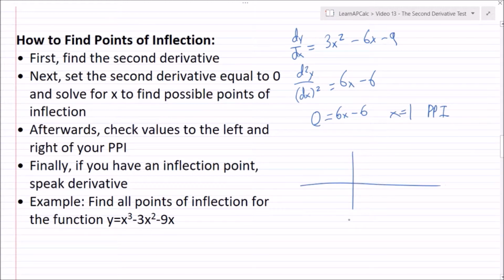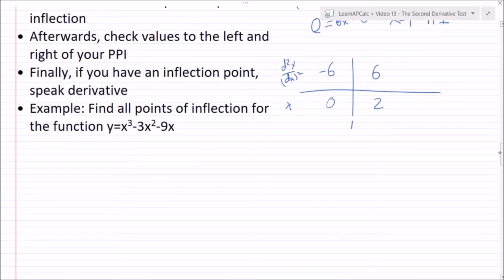So to tell if that's actually an inflection point, we have x equals 1 here, and I need to choose something less than 1, so I'll just choose 0, and here 2, and this is the value of the second derivative up here. So if I plug in 0 to our second derivative, we get -6, and if I plug in 2, I get +6. So we're going from concave down to concave up. So thus, x equals 1 is an inflection point.